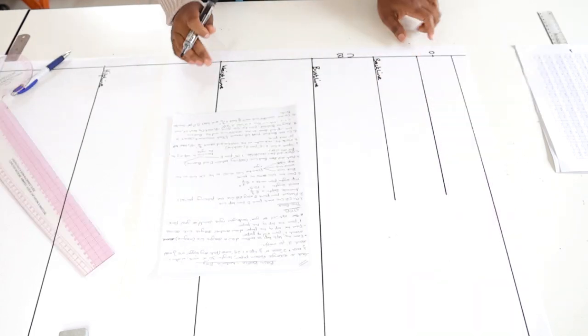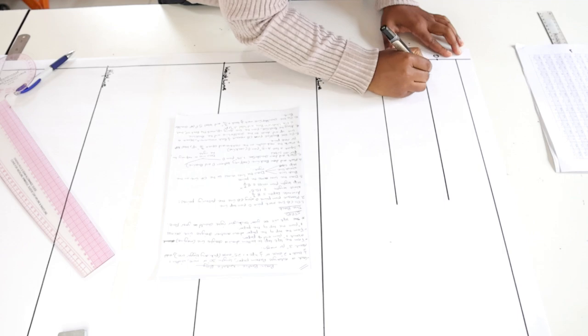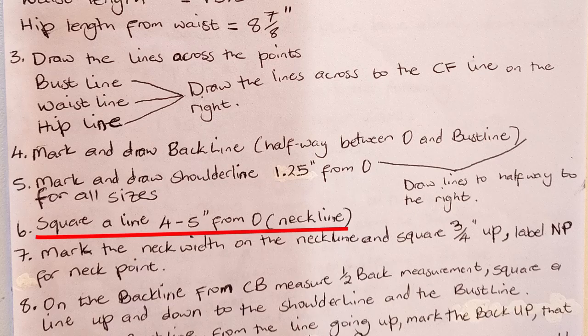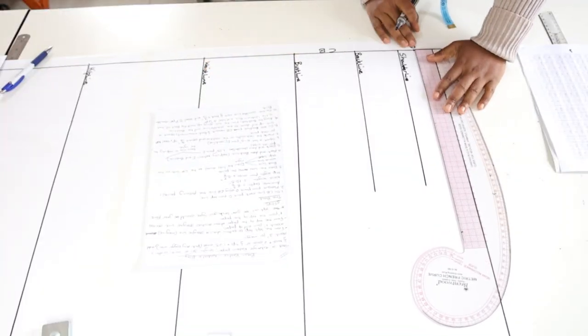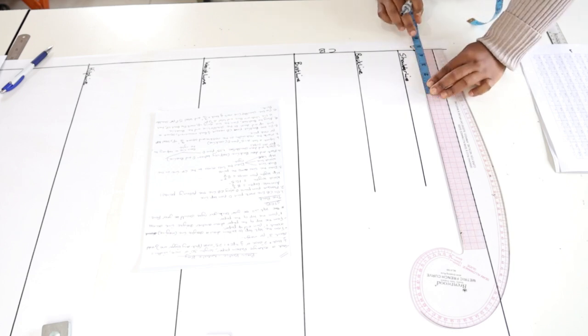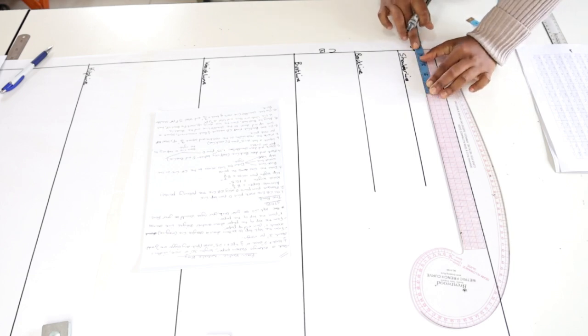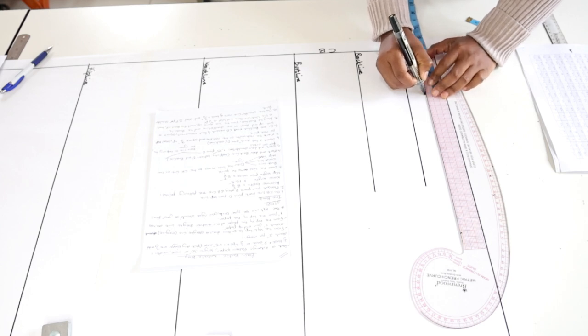And then we are going to label this line as our shoulder line. And then next we are going to square a line between 4 and 5 inches from 0. This is going to be our neckline. We are squaring a line from 0. So the line is going to be between 4 and 5 inches. Measuring 4.5 inches with my tape measure, I'm just going to mark the end of the line and then I draw it up to 0.